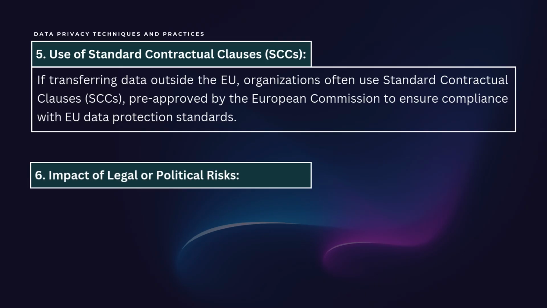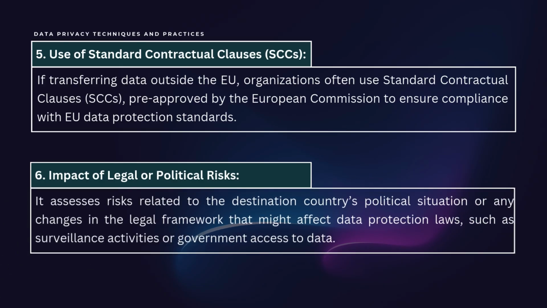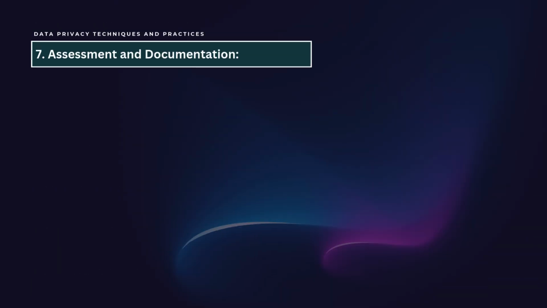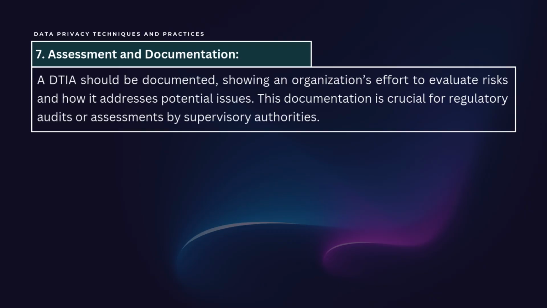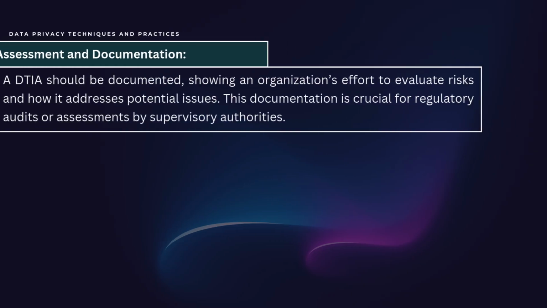Sixth, impact of legal or political risks. It assesses risks related to the destination country's political situation or any changes in the legal framework that might affect data protection laws, such as surveillance activities or government access to data. 7. Assessment and documentation. A DTIA should be documented, showing an organization's effort to evaluate risks and how it addresses potential issues. This documentation is crucial for regulatory audits or assessments by supervisory authorities.